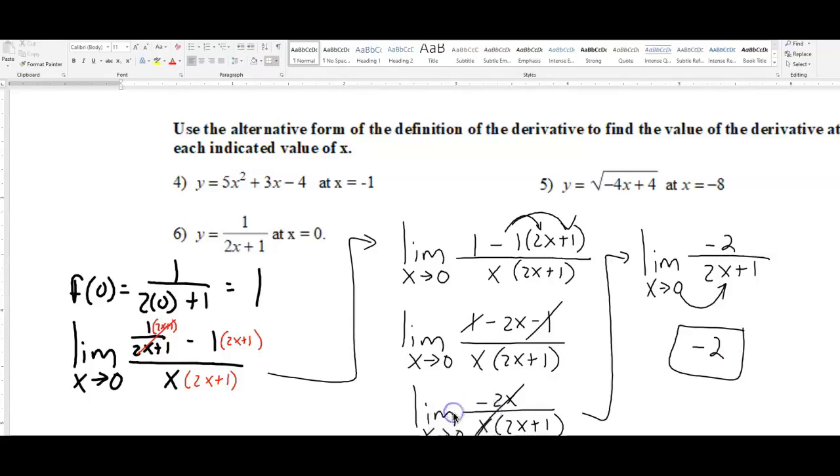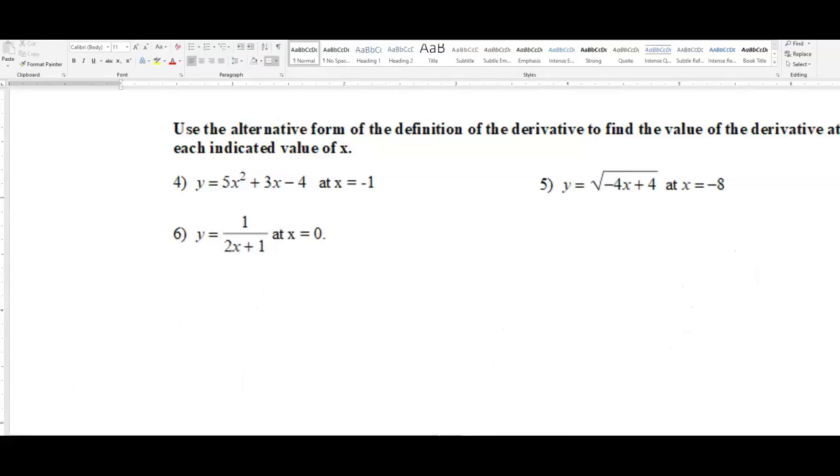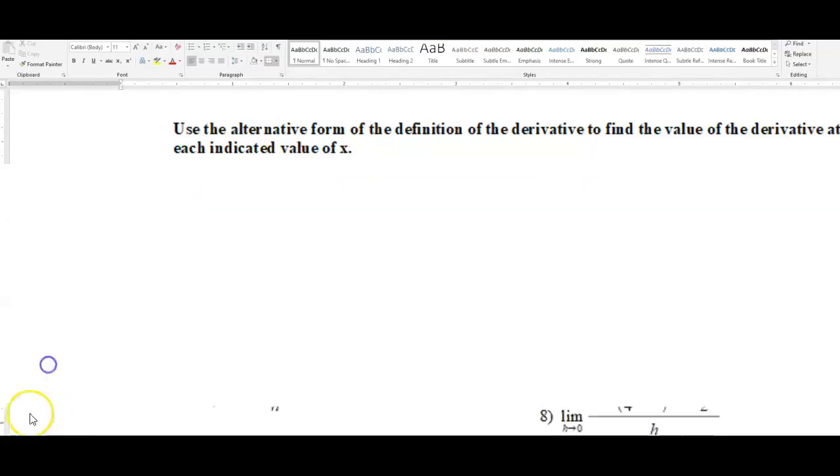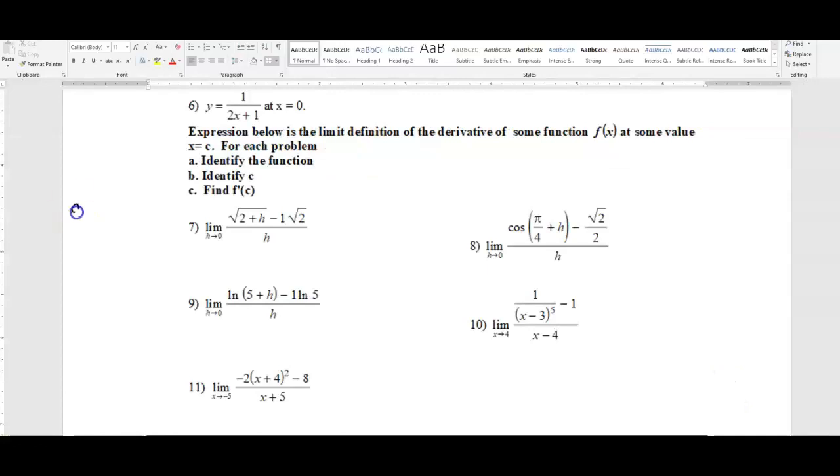Let's go ahead and continue our journey here. So for number 7, part A, I want to know what's the function. Well, what we're going to do on these is we're going to ignore the h and we're going to replace the number with an x. And so the function in this case is the square root of x. Part B, identify the c value. At what value are we trying to find the derivative? And that's going to be the number that we crossed off there. So the c value is 2.